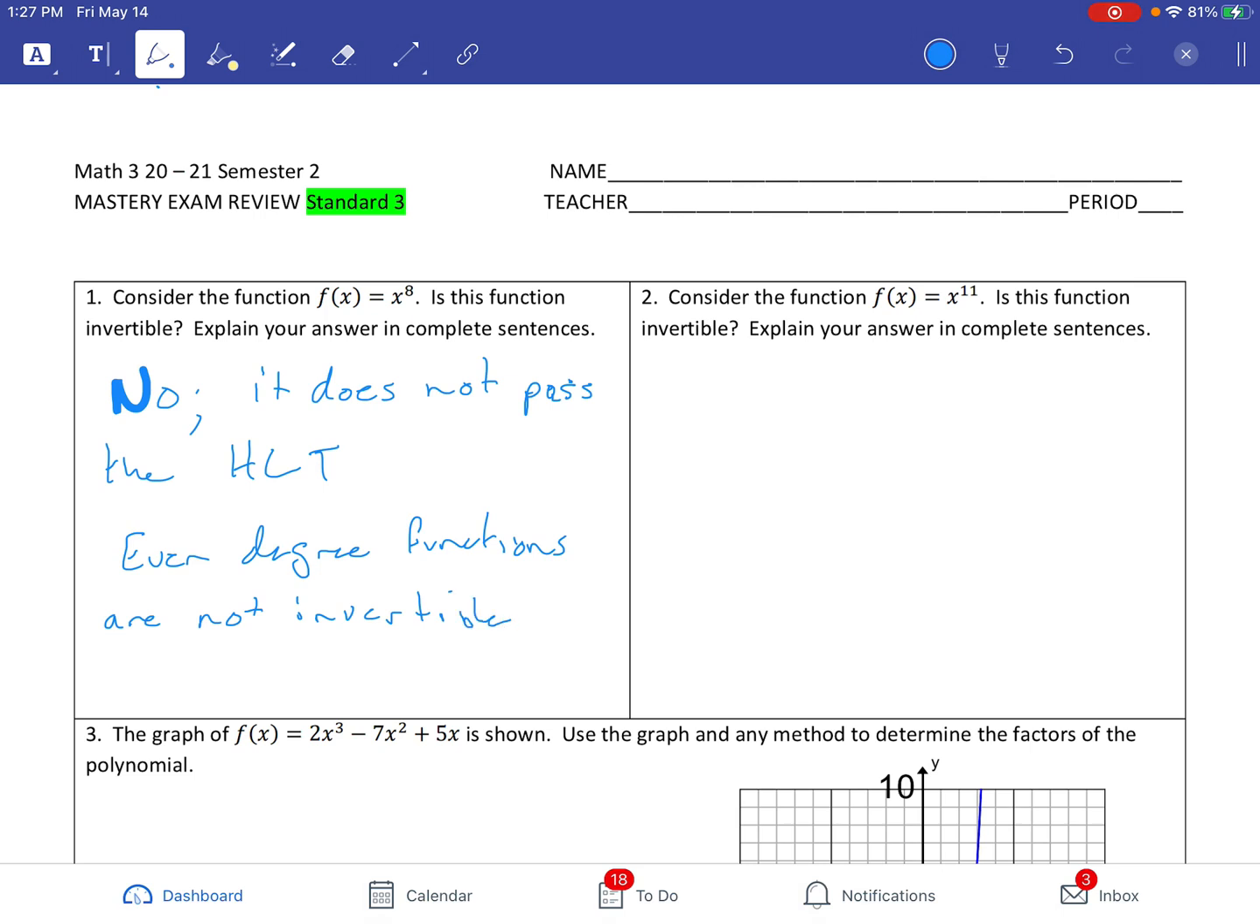Number 2, this function, f of x equals x to the 11th. Is this function invertible? Yes, it is. And there are two reasons. It passes the horizontal line test, and 2, odd degree power functions are invertible.